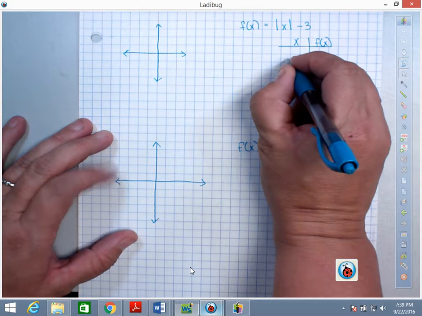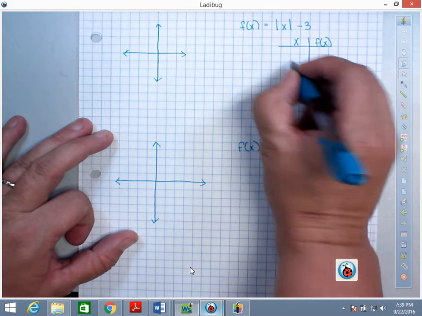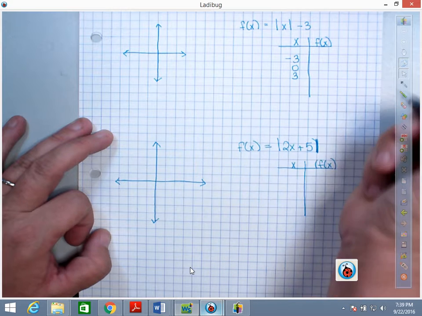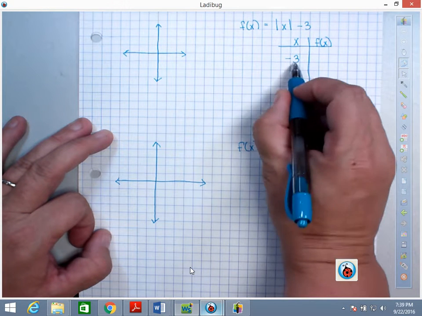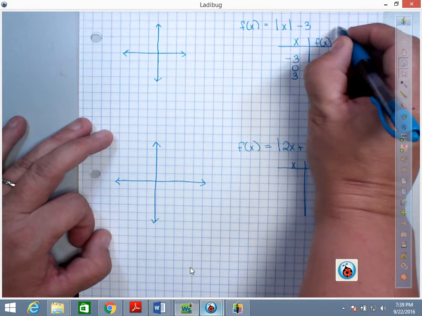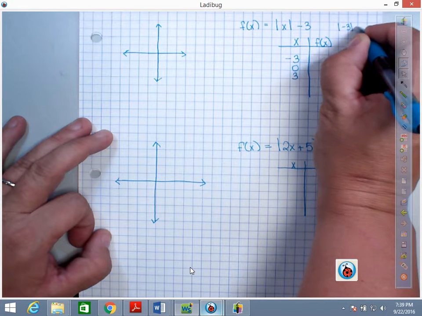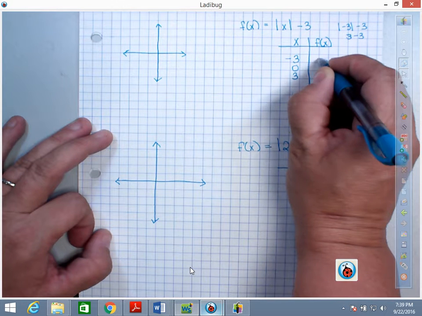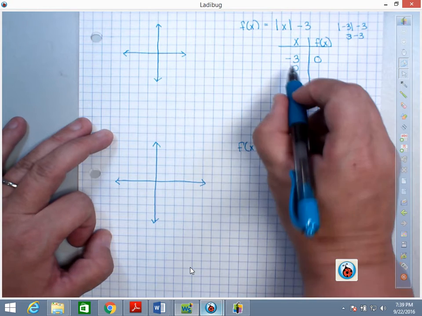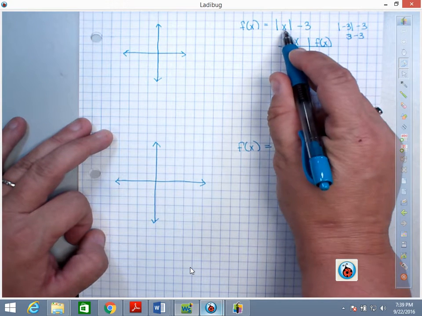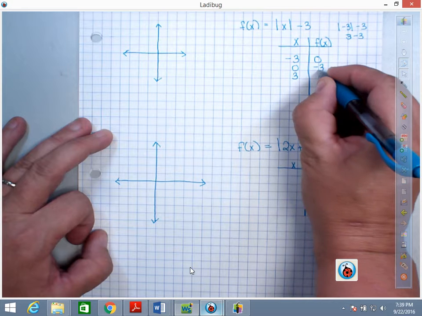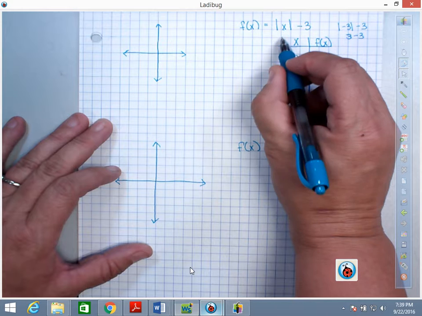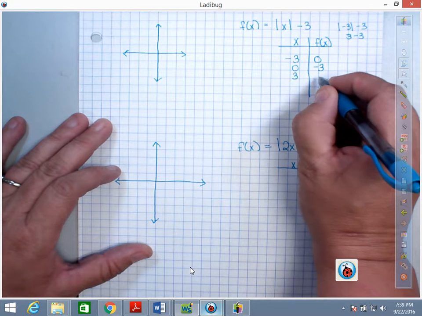So let's start with the absolute value of x minus 3. Since we have a 3 here, I'm probably going to start with a negative 3, a 0, and a 3, just to see what I can come up with. If I put in negative 3, I have the absolute value of negative 3 minus 3. So this is 3 minus 3, which is 0. If I put 0 in here, I've got the absolute value of 0, which is 0, minus 3, so that's going to be negative 3. And if I put 3 in there, the absolute value of 3 is 3, minus 3, so we're also going to have a 0.